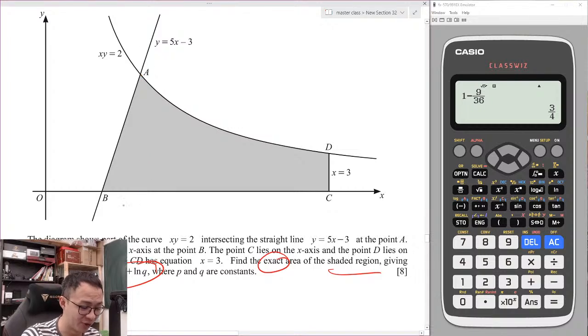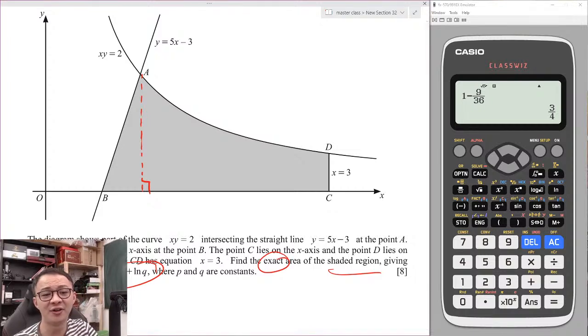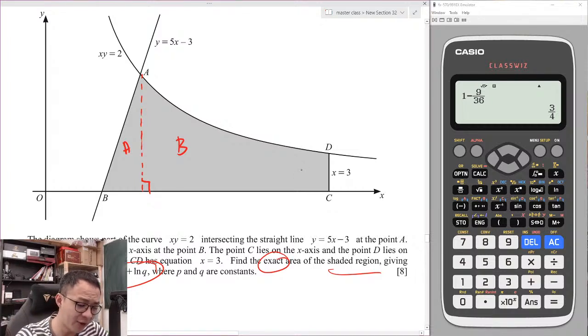Even though my drawing is not so 90 degrees, let me draw again. It must look like 90 degrees to the x-axis. Alright, so I know if I want to find the area of the shaded region here, I need to find the area A, which is a triangle, plus the area B, which is the area under the curve. In order to find A, I need to know 3 of these coordinates.